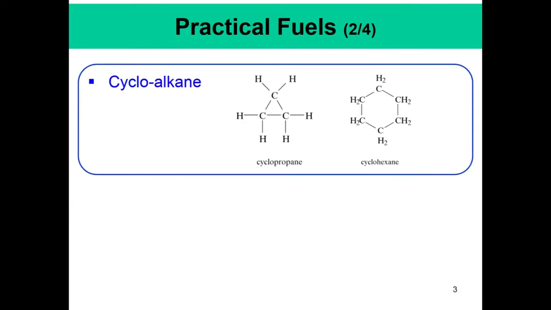But not all alkanes are straight chain alkanes. You can have cycloalkanes. Okay. For example, this is cyclopropane. This is the cyclic structure which gives it the name cyclopropane. And you can have cyclohexane. Right. But remember that this is not benzene, because in benzene you have double bonds at alternate places, right? The properties of cyclohexane and benzene are of course very different.